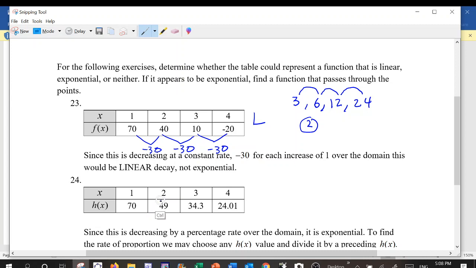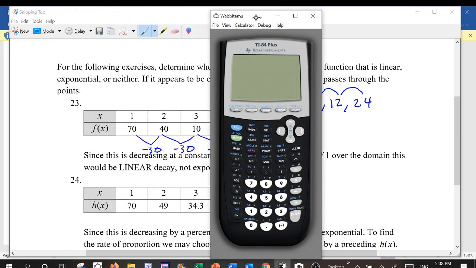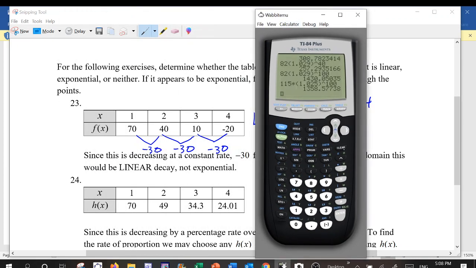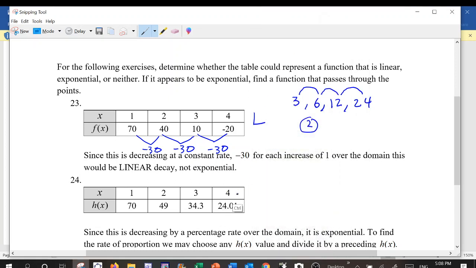Now what about this one? Well, this one we can divide and see. Let's use a calculator to get the decimals. If I divide 49 by 70, I get 0.7. What's 34.3 divided by 49? 0.7. What's 24.01 divided by 34.3? 0.7. So it looks like this one is exponential decay. This right here is exponential and is decay because it's decreasing.